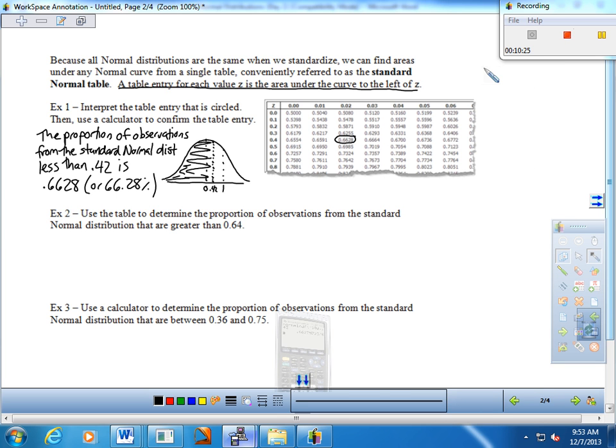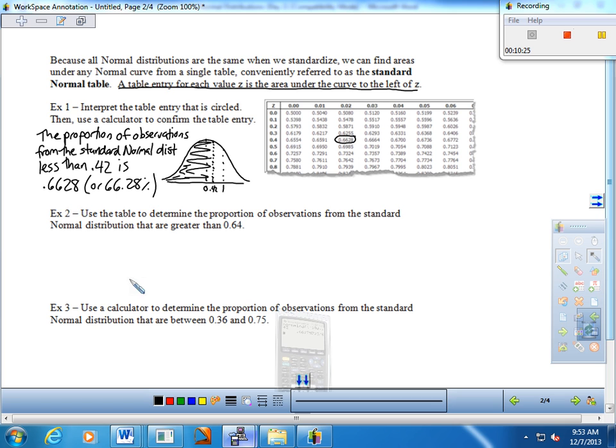Let's do example 2. Same deal. Use the table to determine the proportion of observations from the standard normal distribution greater than 0.64. So just an arbitrary z-value, just something that I found in this clip of the table right here. Obviously, there are plenty of other z-values not included in my little table right here. But let's see if we can find what we're looking for.